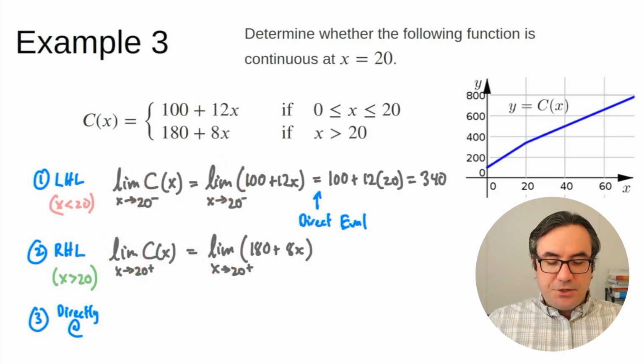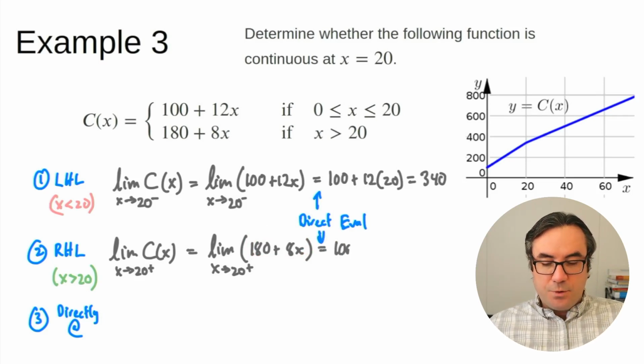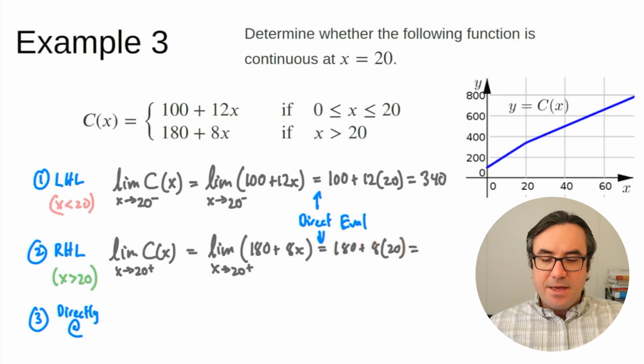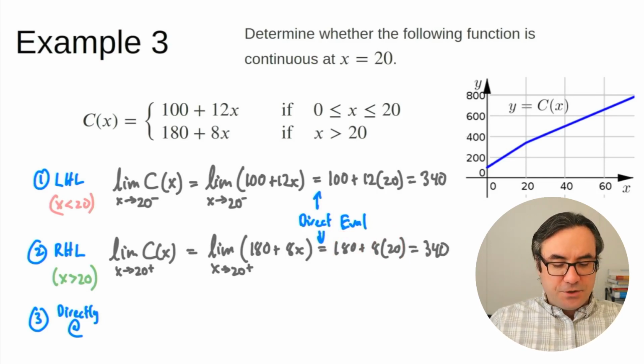Now we've recognized what our formula is. This is just a polynomial, so we can do our direct evaluation. That's the next step here. We plug in 20, and we end up with 180 plus 8 times 20, which is 160 plus 180, a nice 340. All right, so far so good.